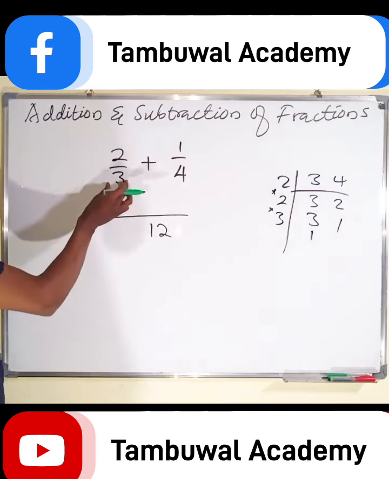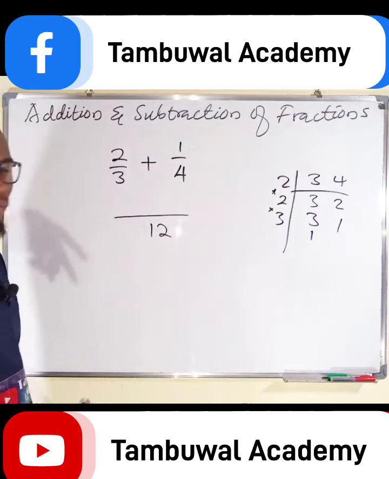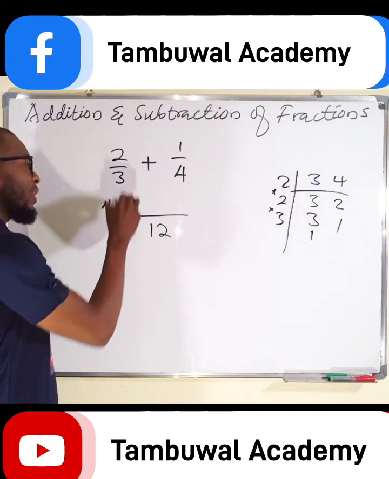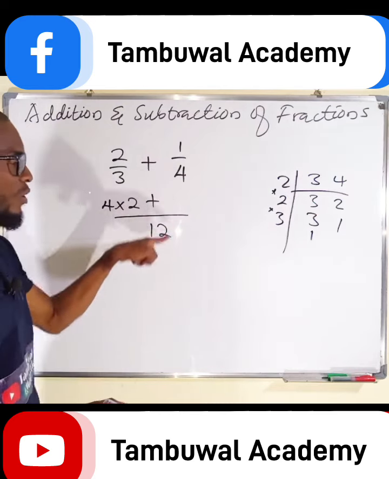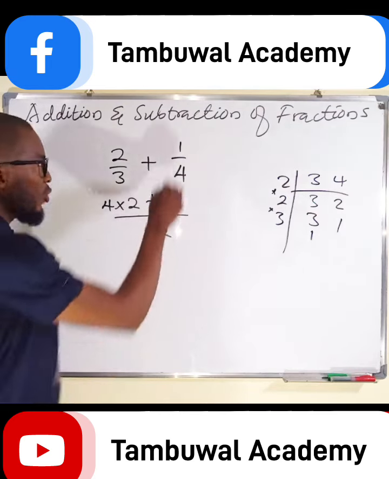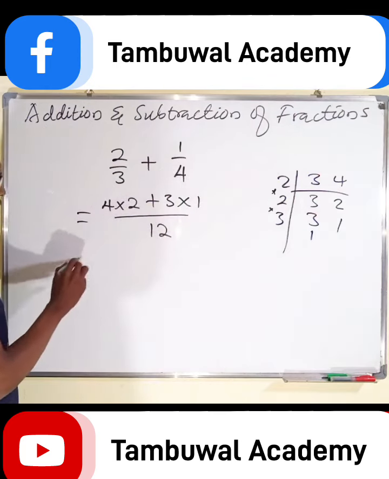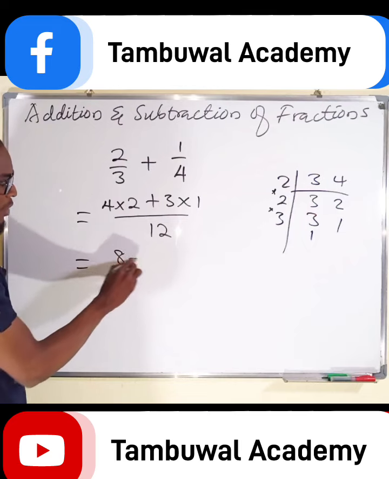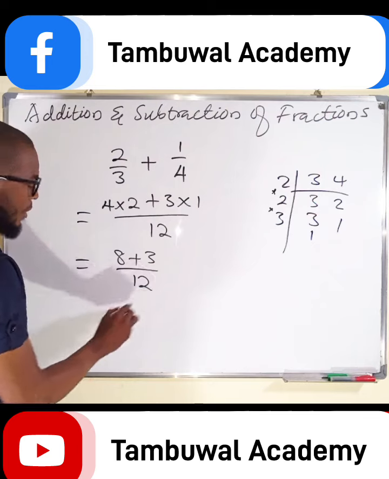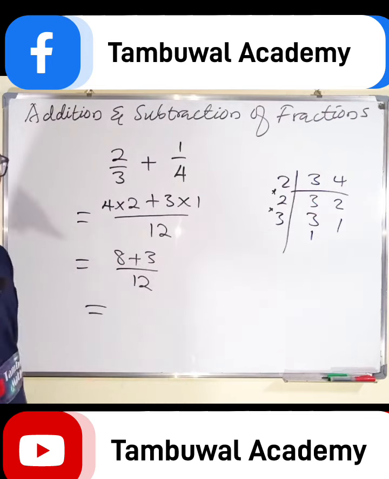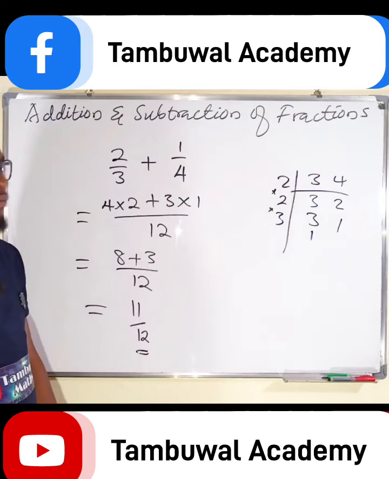Now take this denominator 3, plug it into 12. It can go there 4 times. Multiply by the top number, which is the numerator. Drop your sign. Take this 4, plug it into 12. It can go there 3 times. Multiply by 1. 4 times 2 is 8. We have plus sign. 3 times 1 is 3. We divide by 12. 8 plus 3 is 11 over 12 as our final answer.